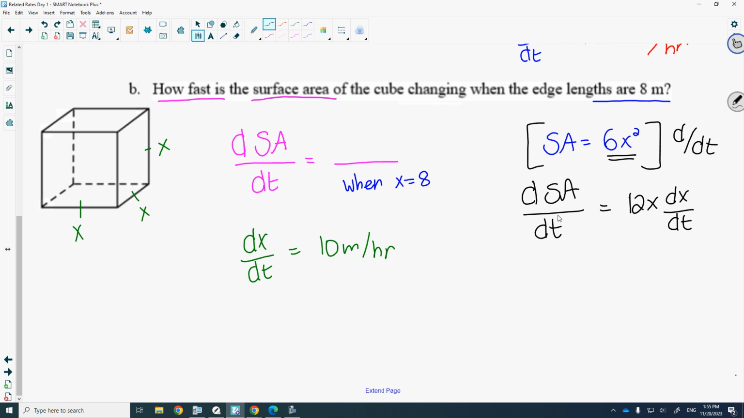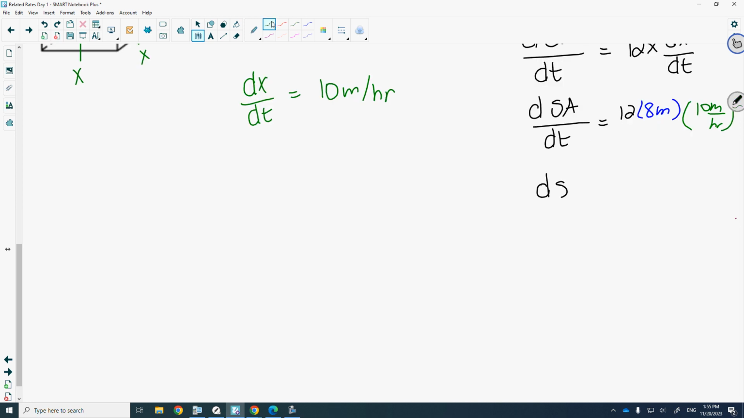And I'm trying to find this. So the rate at which the surface area is changing with respect to time is 12x, and dx/dt was 10 meters per hour. What's 12 times 8? 96. So 12 times 8 is 96. 96 times 10, Sarah, would be what?